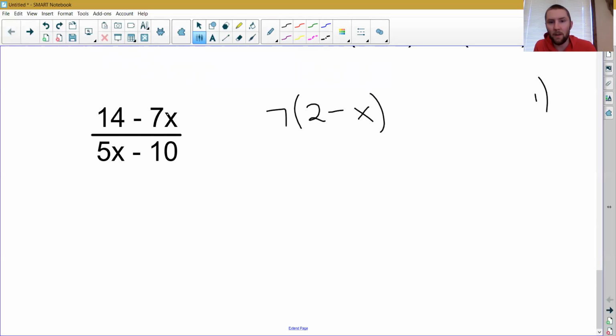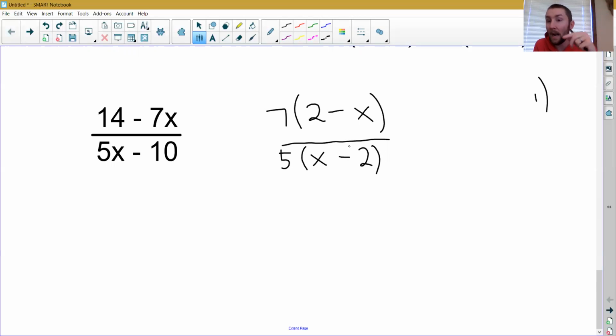Okay, so the numerator becomes 7 times 2 minus x, right? And then the denominator here, 5x minus 10, they can both be divided by 5. 5 is a common factor for 5x and 10. So I can divide both by 5, and I'm left with x, and then 10 divided by 5 is 2, okay? So now notice that I have these parentheses on the top and bottom of the fraction, and they look very close to being the same thing, except one is 2 minus x, and the other is x minus 2, right? See how those things have been flipped around?